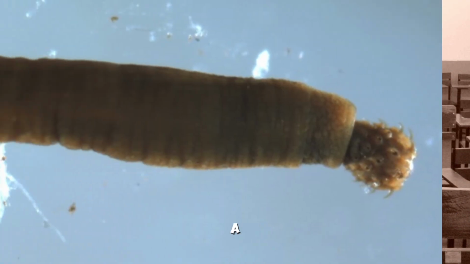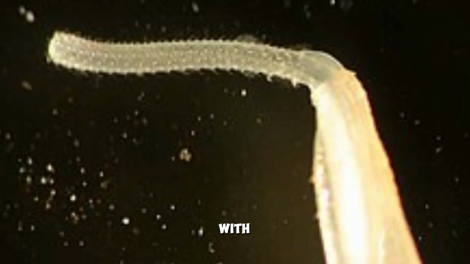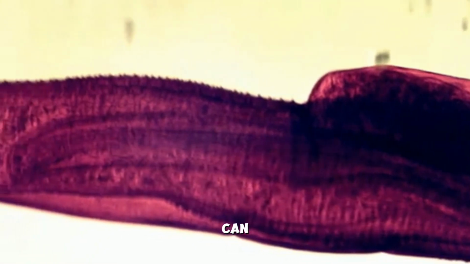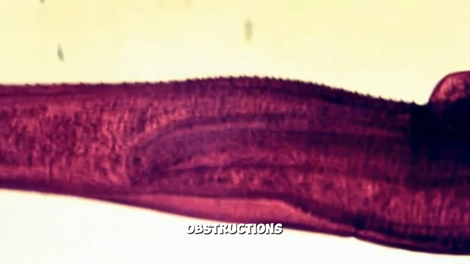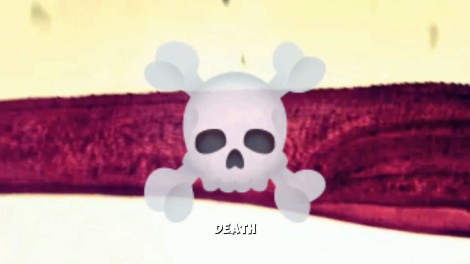They have a cylindrical body with a head that is armed with retractable hooks or spines, hence the name thorny-headed. Infection can cause swelling, obstructions, and in extreme situations, even death.